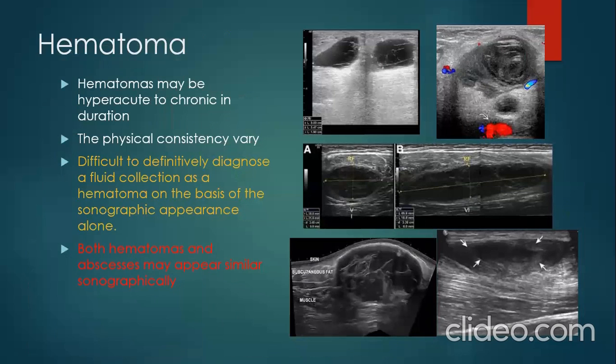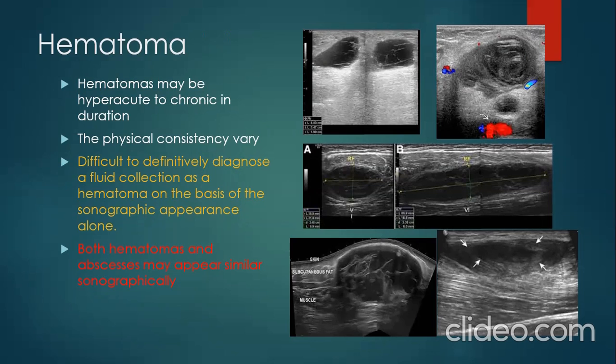Then we move on to hematoma. So hematomas may be acute, and they may also be chronic. The contents of the hematoma can vary from fresh hemorrhage to chronic hemoglobin degradation products, depending on the stage at which we're imaging our hematoma. So this also means the physical consistency varies. It may vary from hyperechoic pure lipid collection when it's still fresh, and it can also be a chronic solidified mass when it's at an advanced stage. And sometimes it can actually be mixed.